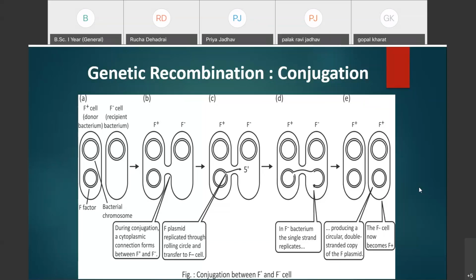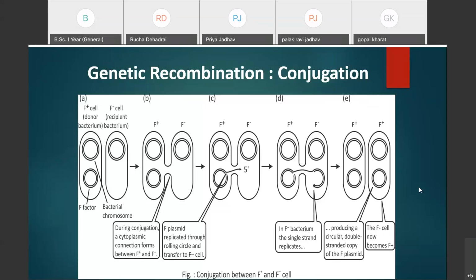Here in this slide you can see the first method of genetic recombination, and that is conjugation. Genetic recombination in bacteria by the conjugation method takes place in several bacteria, but this method is best studied in E. coli.